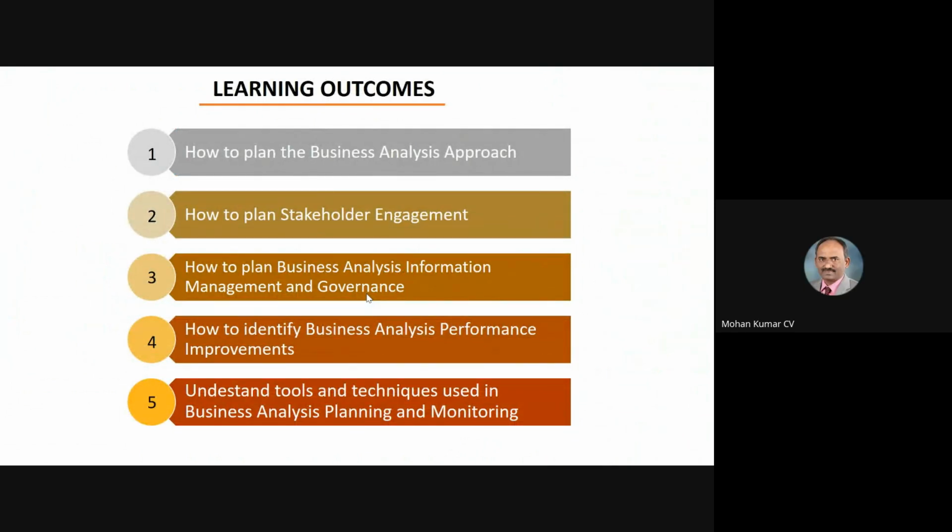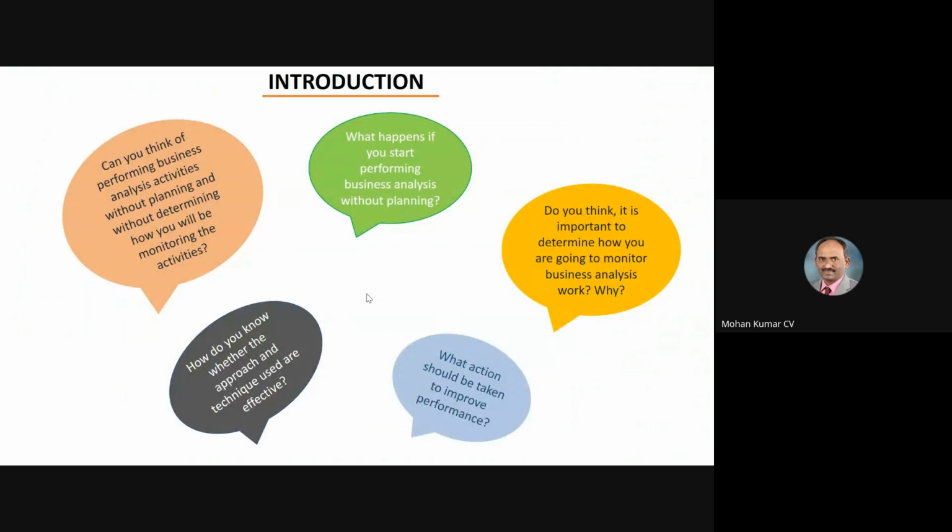For that, once we understand this, your outcomes generally should be that we are able to plan the business analysis approach, plan stakeholder engagement, and plan business analysis information management and governance. These are terms like governance which are very important to understand. We also need to identify business analysis performance improvements and understand the tools and techniques used in business analysis planning and monitoring. So this is what we need to look at.